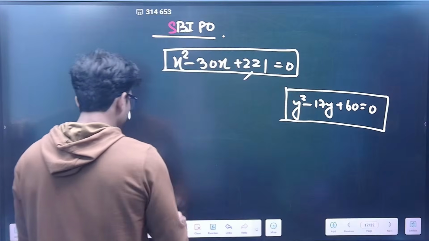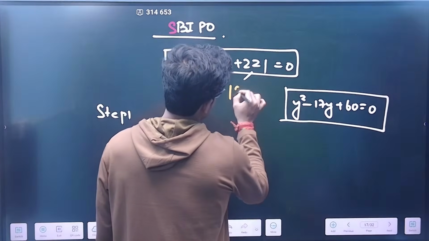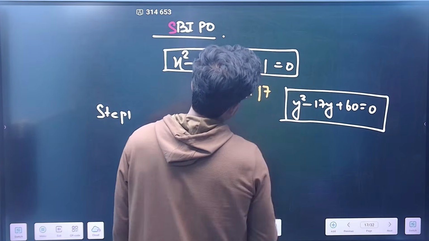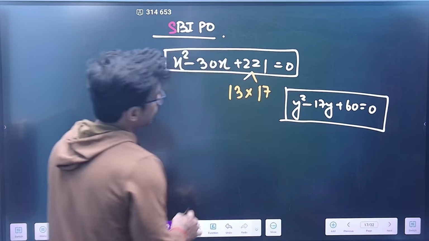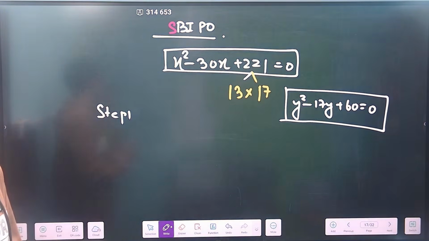Again I am saying, this is the quick response that you should get. If this is 13, this would be 17. And multiplication of these two gives me 221. Isn't it? Say yes or no. Of course, true. I hope you are getting it.